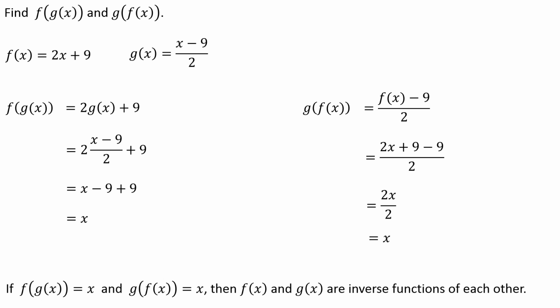So anytime f of g of x equals x and g of f of x equals x, then f of x and g of x are inverse functions of each other. So this is a way we can check to see if two functions are inverses of each other without actually trying to find the inverse of each function, or without trying to graph the two functions and see if they are a mirror image of each other on the line of symmetry y equals x.